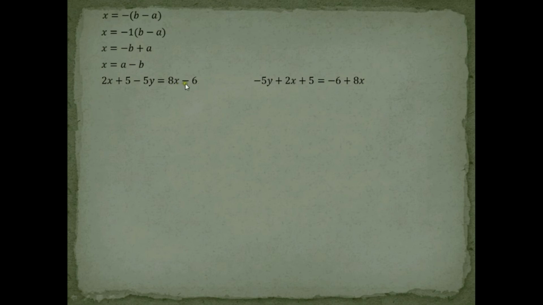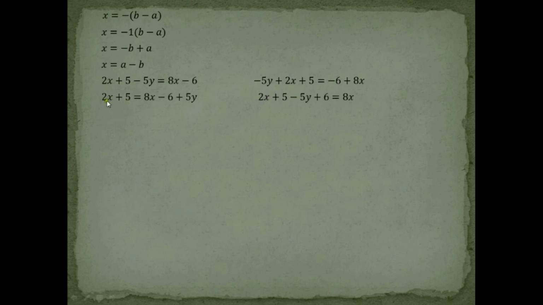And that is what I try to emphasize right here, that if you have 2x plus 5 minus 5y equal to 8x minus 6, this is still the same thing as minus 5y plus 2x plus 5 equal to minus 6 plus 8x. On this left hand side, I just rearranged it: minus 5y plus 2x plus 5. Now on this right hand side, minus 6 plus 8x. So what I've done here is that I did not move it, I only rearranged it on either side.